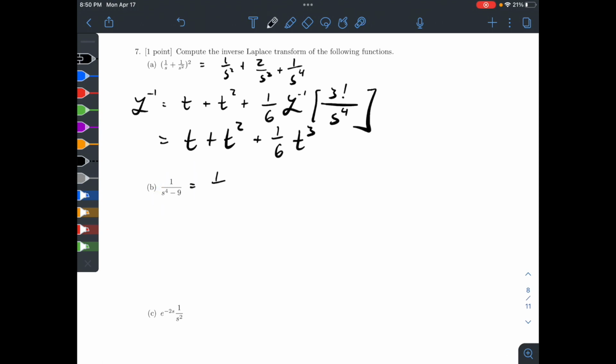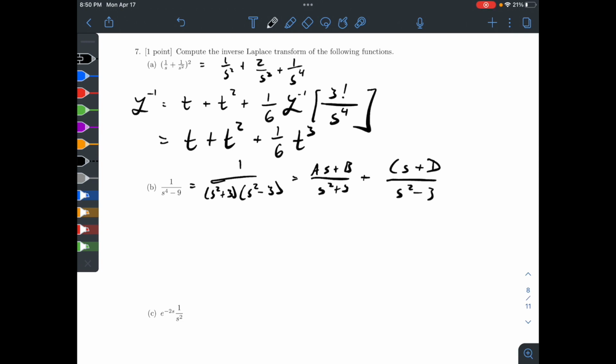This guy here, this is 1 over s squared plus 3 times s squared minus 3. So we're going to do partial fractions on this one. So we're going to write it as as plus b over s squared plus 3 plus cs plus d over s squared minus 3.